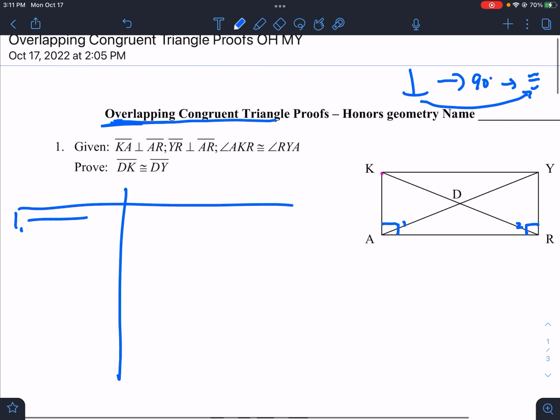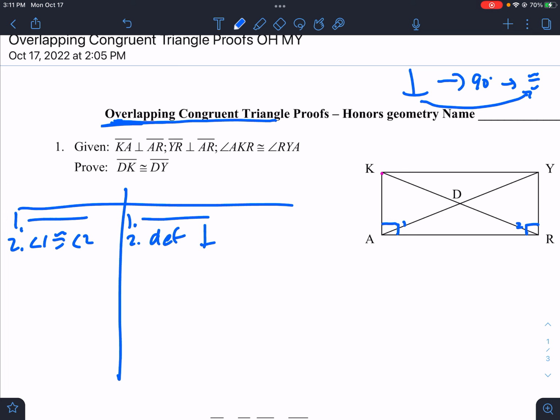And there's all my given stuff. I'm going to say angle 1 is congruent to angle 2. And I'm just going to say definition of perpendicular, even though that's not correct. Or you could say perpendicular lines lead to congruent angles. You can use either one of these reasons. I'll be okay either way. But it's because the perpendicular lines make them 90 degrees, and we know that if they're both 90, then they are in fact congruent.